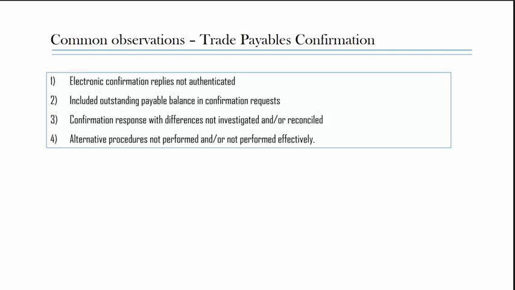Secondly, some auditors include the outstanding payable balance in the confirmation request. As you recall, the confirmation request for trade payables is a blank confirmation. That means we do not put down the outstanding balance in the confirmation request. So one of the common mistakes is that auditors include the outstanding amount inside, which should not be done.